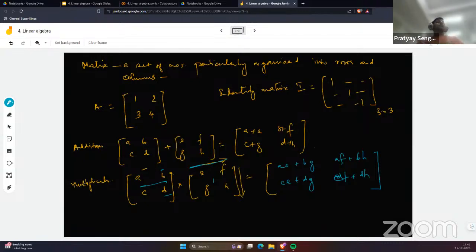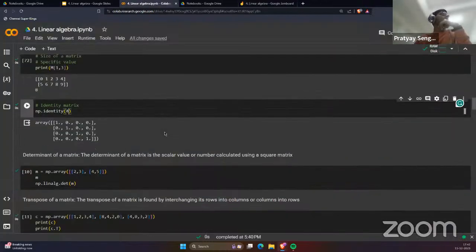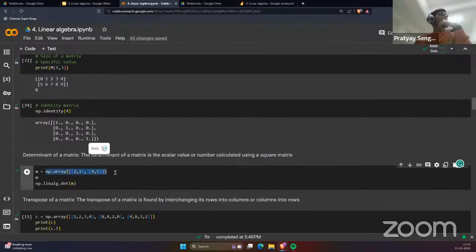Right. So this is the basic matrix that you all are aware of, but how do we do this using Python? So in Python, we defined a matrix, and then you can also find the determinant.